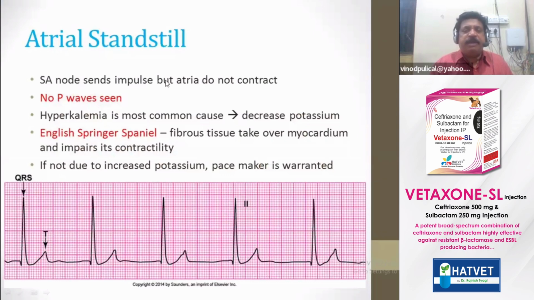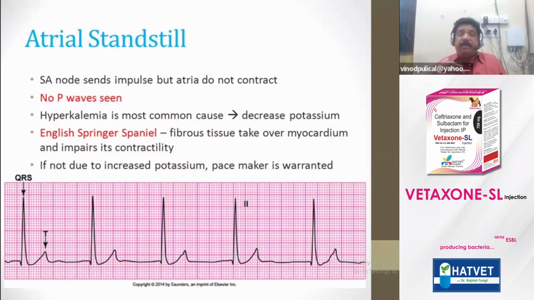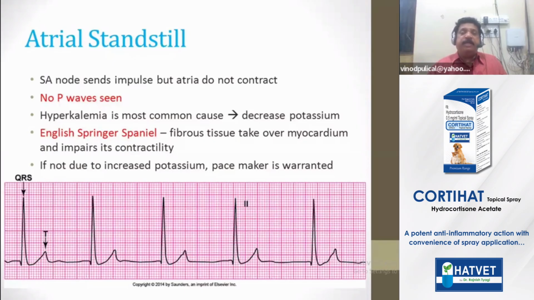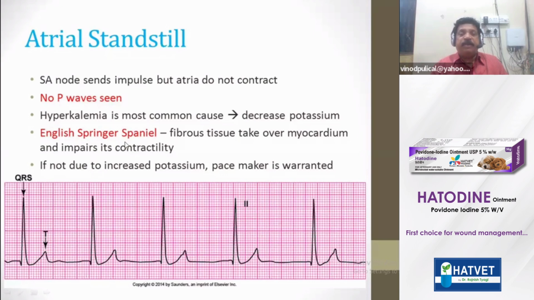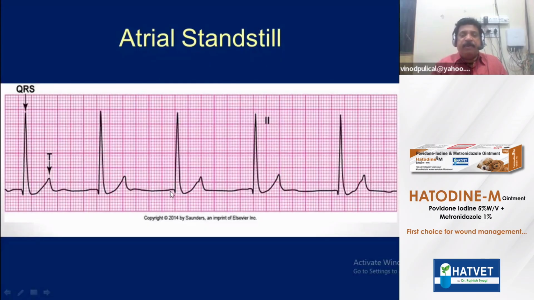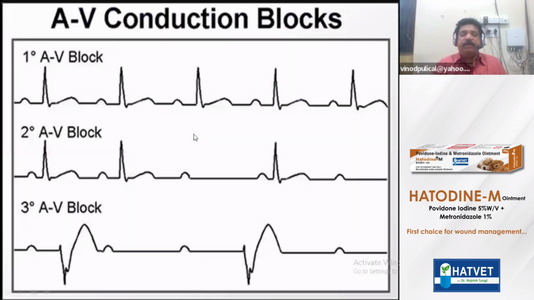Next is atrial standstill, where there is no P wave. The P wave is absent, and generally in veterinary or pediatric medicine, atrial standstill, or absence of P wave, is seen in hyperkalemia. Hyperkalemia occurs especially during kidney injuries, kidney failure, renal failure. So whenever there is atrial standstill or absence of P waves, we have to investigate the functions of the kidney. A kidney function test has to be done. See, this is again atrial standstill where you cannot see a P wave. The Q wave, R wave, S wave, T wave, everything is there, but no P wave is present.